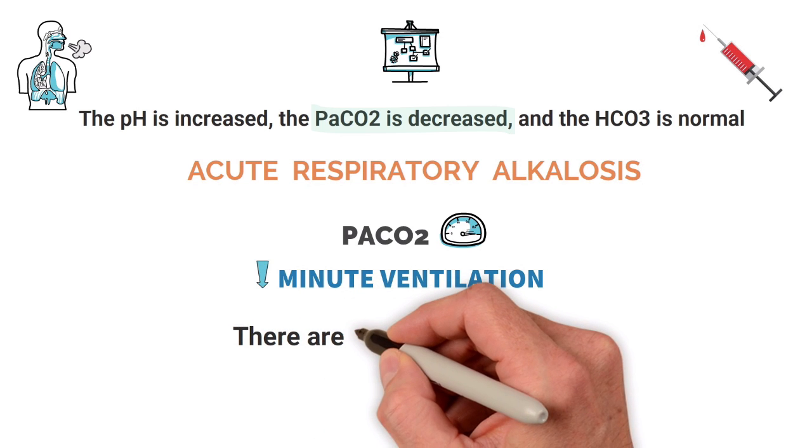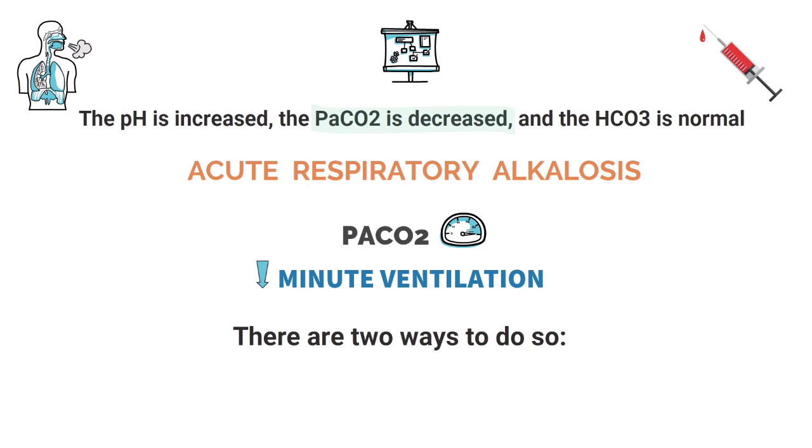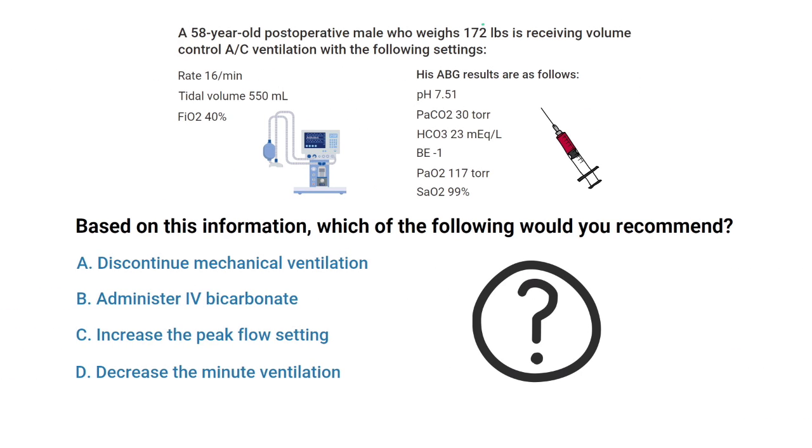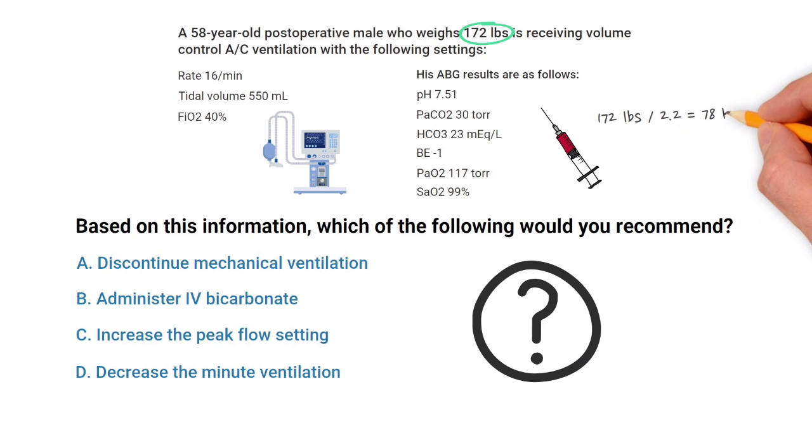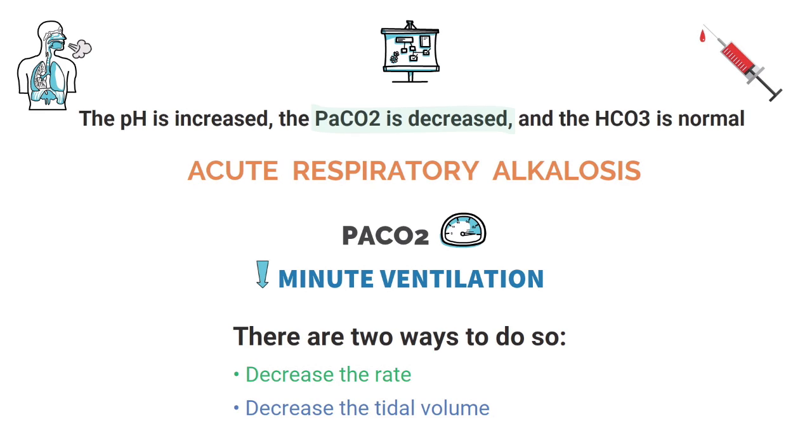Now, in general, there are two ways to decrease the minute ventilation. You can either decrease the rate or decrease the tidal volume. To take it one step further, you can use the patient's ideal body weight to determine if the tidal volume is set appropriately. So we would say 172 pounds divided by 2.2, which would give you an ideal body weight of 78 kilograms. And at that weight, a set tidal volume of 550 milliliters is within the appropriate range. And this tells us that in order to decrease the minute ventilation, we would need to decrease the set rate.